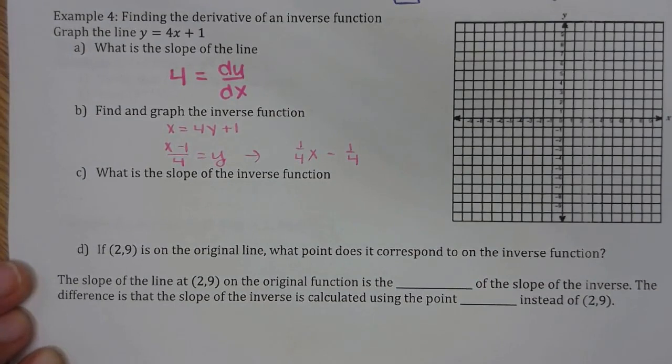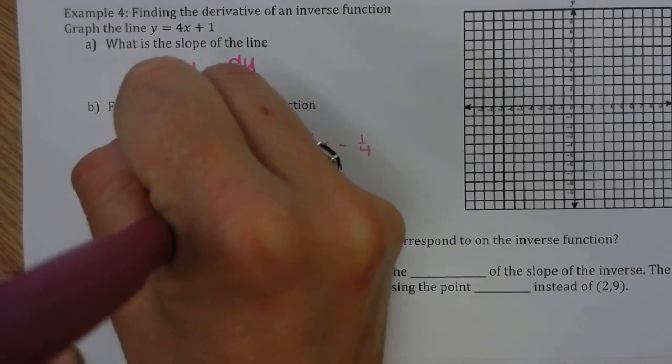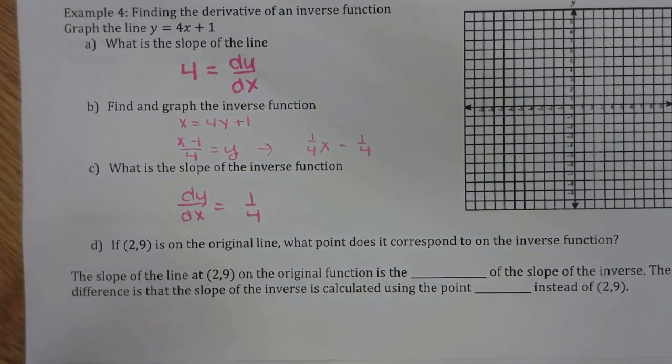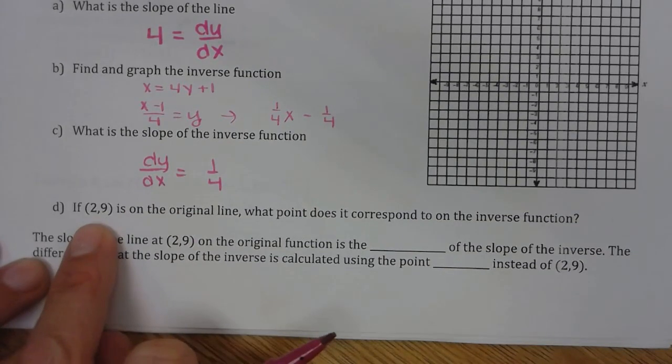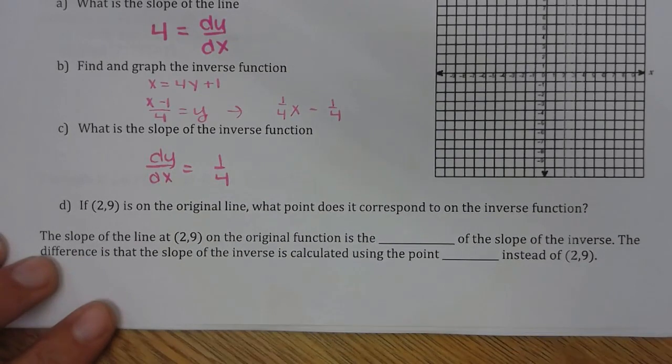So what's the slope of the inverse? Okay. So it kind of goes back to that example I gave you earlier today where the derivative was 5, and I told you its inverse was 1/5. If the original contains the point (2, 9), what point does its inverse contain? Perfect. So if the original contains the point (2, 9), the inverse contains the point (9, 2).